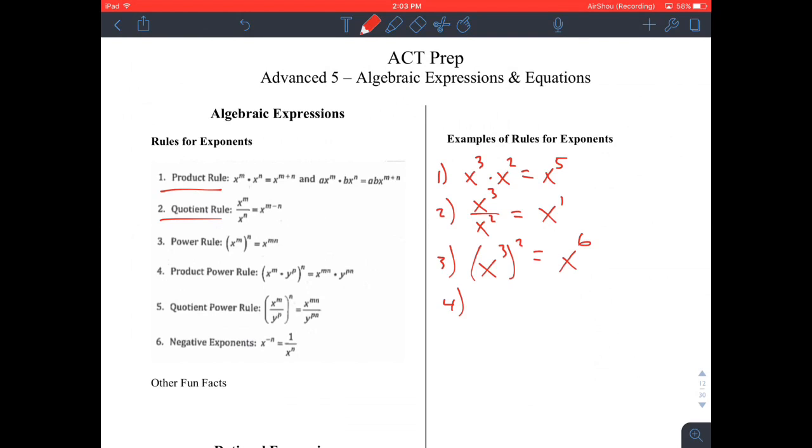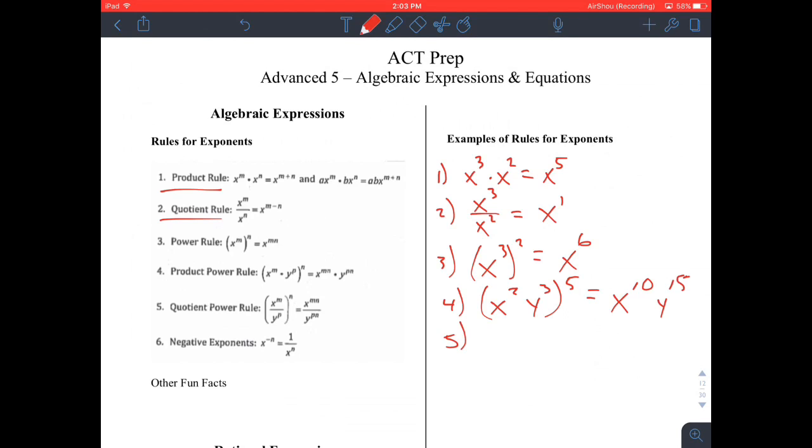Number 4, the product power rule. I actually call it the power of a product rule. If you are multiplying two things that are raised to an exponent, and then that in turn is raised to an exponent, you can apply the exponent to each of those things that you're multiplying. So x squared times y cubed to the fifth is going to be x to the 2 times 5, which is 10, times y to the 3 times 5, which is 15.